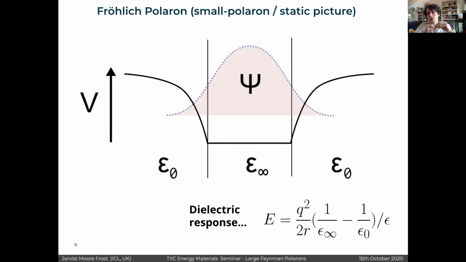What's going on here is that in the region where the electron density is localized, the ionic part of the lattice cannot respond to the motion of the electron because it's moving too quickly. So you just have an effective dielectric constant, which is the optical dielectric constant. Whereas beyond the envelope of where the electron is localized, the lattice can fully reorganize. And so you end up with a polarization cloud that points in and localizes the electron.